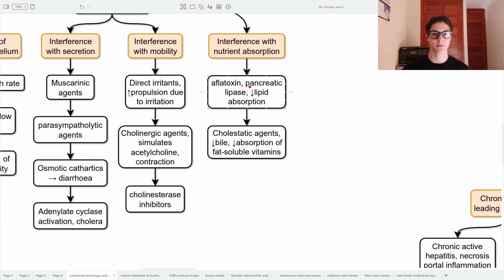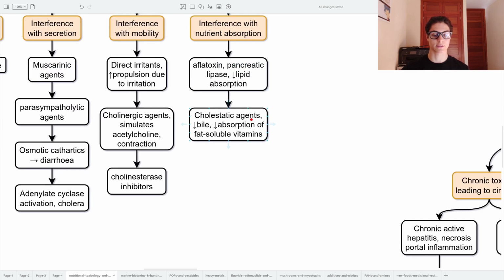For example, aflatoxin, which is a mycotoxin, will interfere with the pancreatic lipase, impeding lipid absorption, so lowering the absorption of vitamins. Fat-soluble vitamins are very, very low. This has to do with cholestatic agents. There is low bile, and if there is low bile, there is low absorption of fat-soluble vitamins, ADEK.